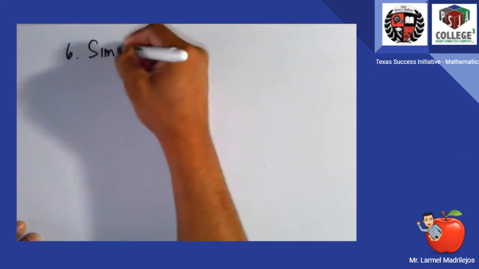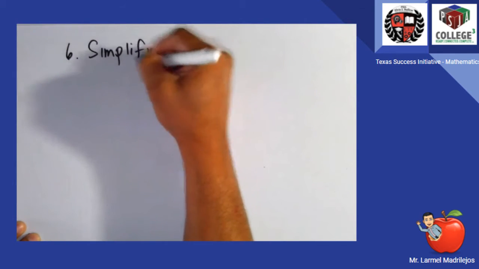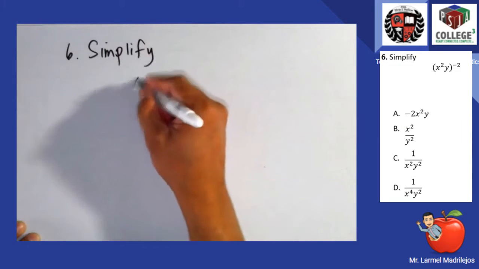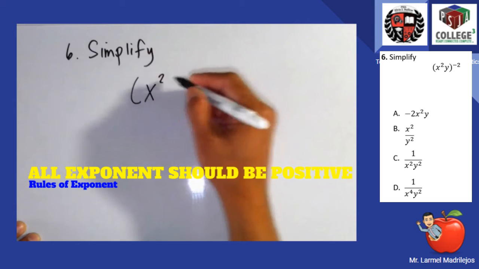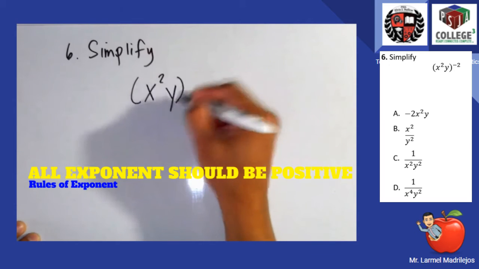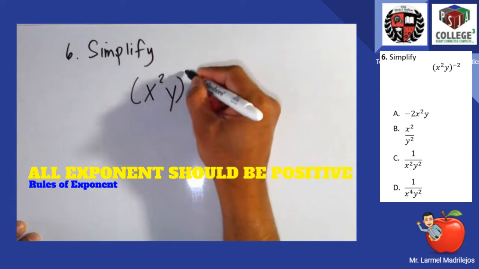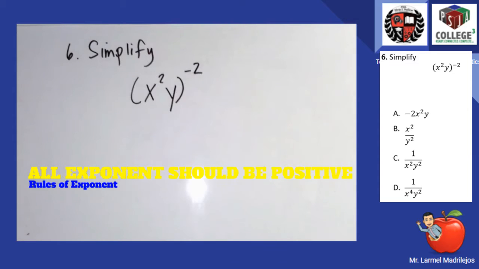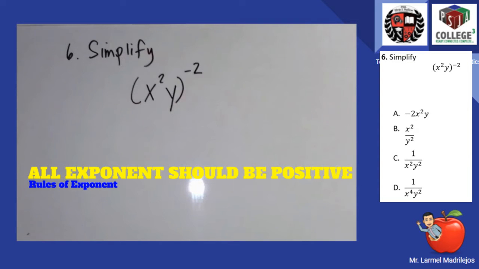Simplify x raised to 2 times y raised to negative 2. Okay, there's rules here. The first rule is we cannot have a negative exponent, and the second rule is that in the final answer, all exponents are supposed to be positive.